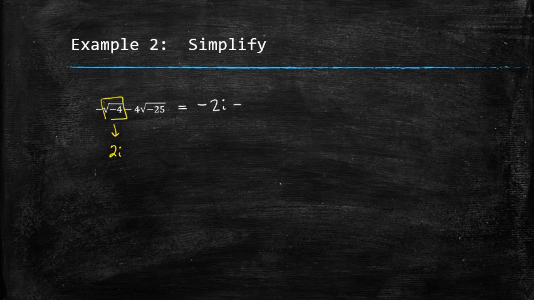And then I have -4 multiplied by the square root of -25. So the square root of 25 is 5. And again, because of that negative under the radical, the square root of -1 is i. So here I have -4 times 5i. Okay, so let's leave the -2i alone for now. We can multiply our numbers together. So 4 times 5 is 20. So I have -20i.